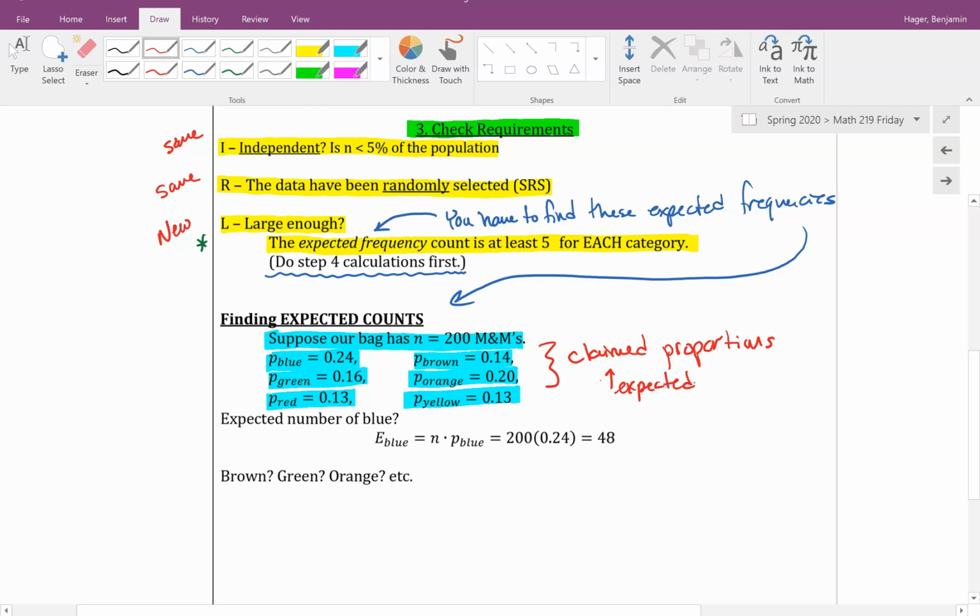All right, so what is the expected number of blue M&Ms we should get if we're looking at 200? Well, if I've got 200 M&Ms and 24% of them are blue, the expected blue, so they use E sub blue, E for expected, you simply take the number of M&Ms you have times the percentage that should be blue, and that'll tell you how many you expect.